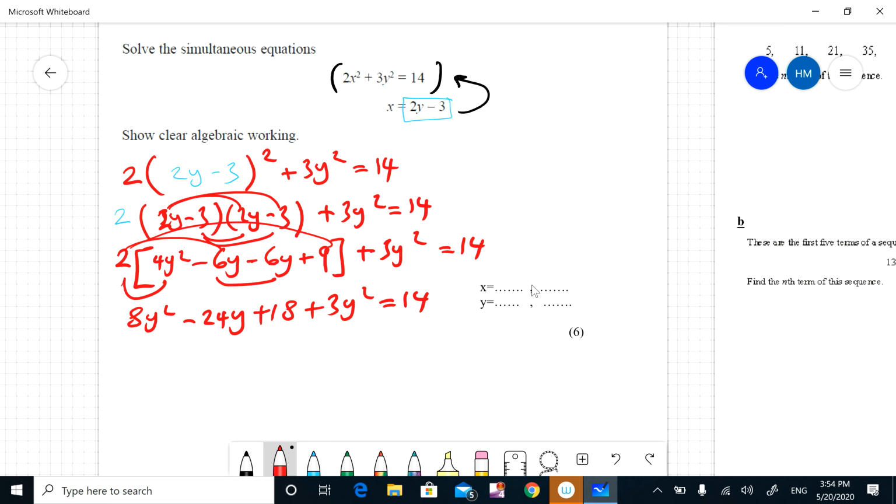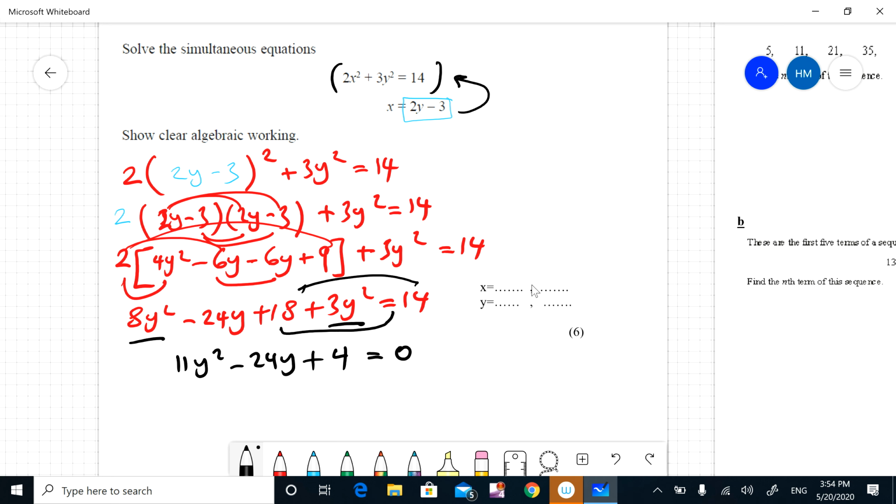Now you can add the like terms. We have 8y squared plus 3y squared is 11y squared. Negative 24y, keep it as it is, and put 14 beside 18, it will be positive 4 equals to what? To 0, because you can say 18 minus 14, which is 4.